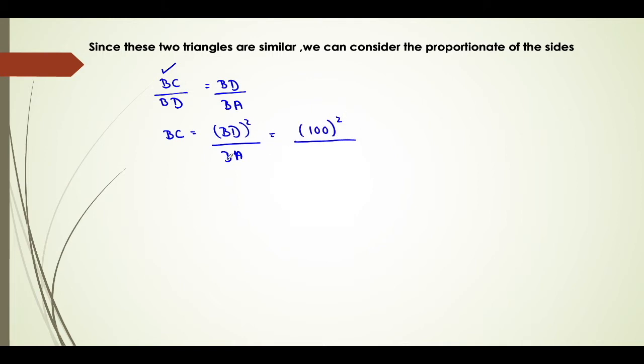And also the distance BA is 57.73 meters, which is already given. So when I calculate, I am getting 173.22 meters. So the width of the river BC is nothing but 173.2 meters.